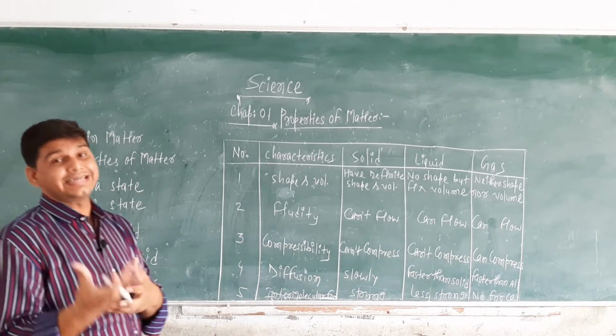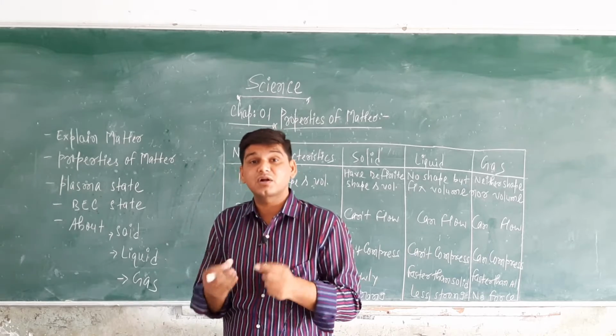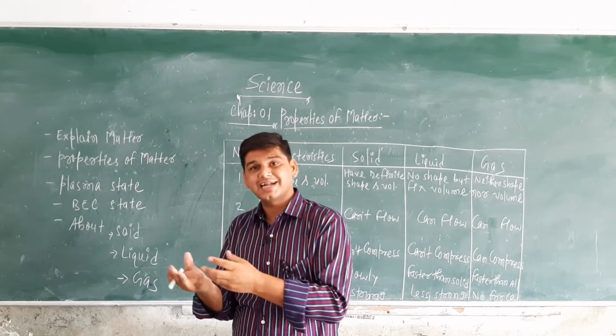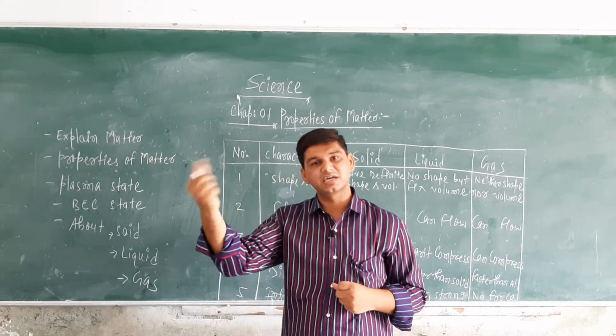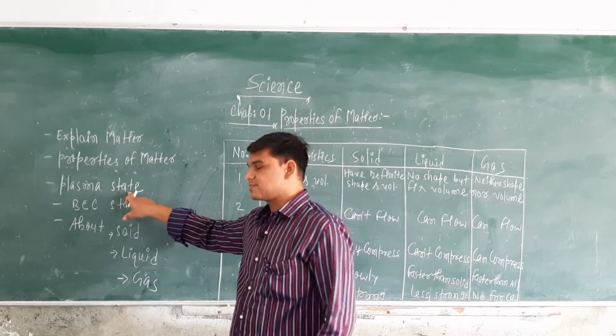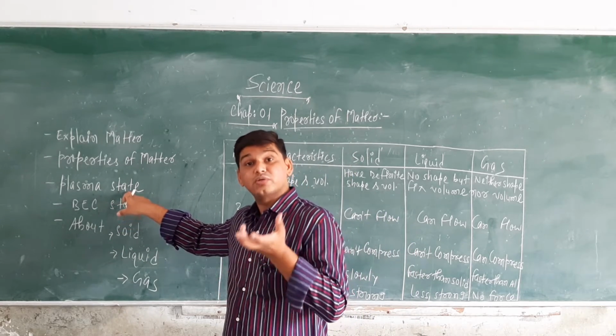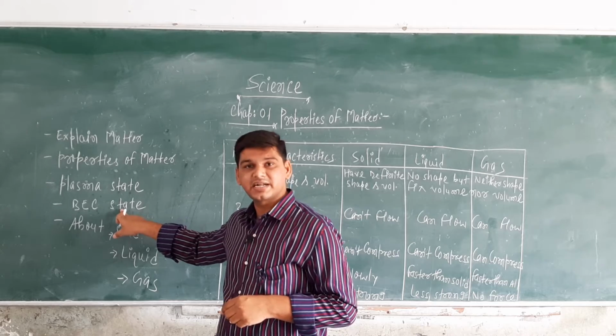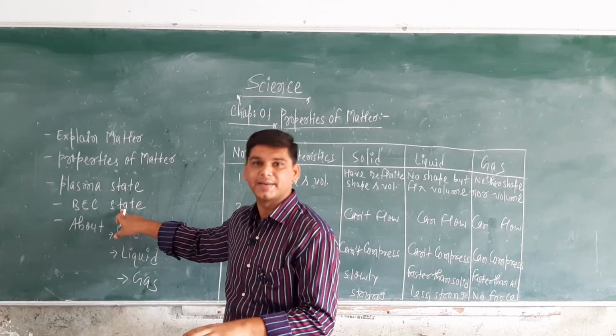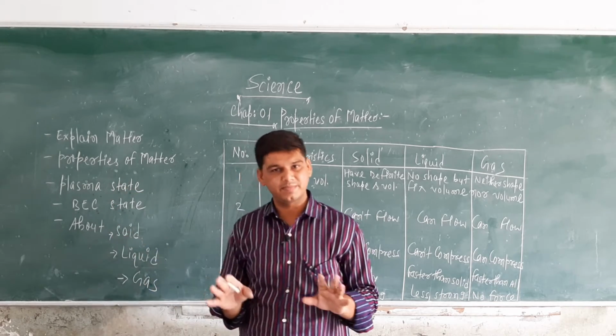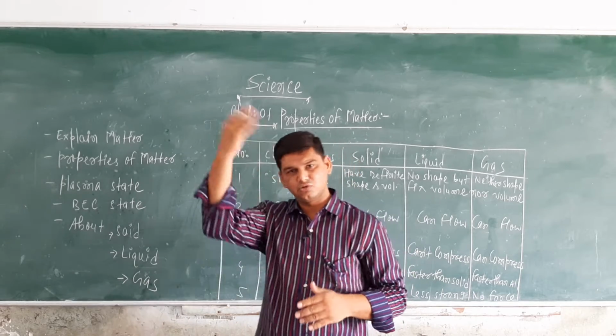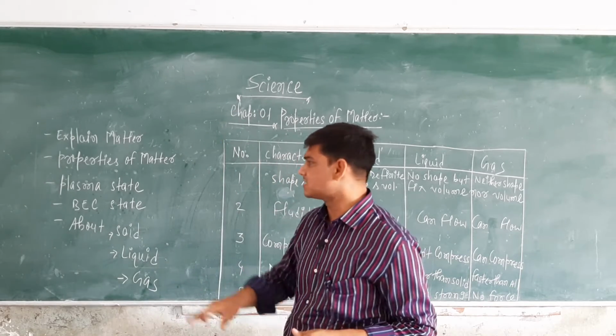When you provide heat, the gas becomes ionized, contains electrical charge, and converts into plasma. So the plasma state is when gas is provided with heat, and the Bose-Einstein condensate is when the gas gets a very low temperature. You will study the plasma state and BEC state at a higher standard, when you go into 11th science.